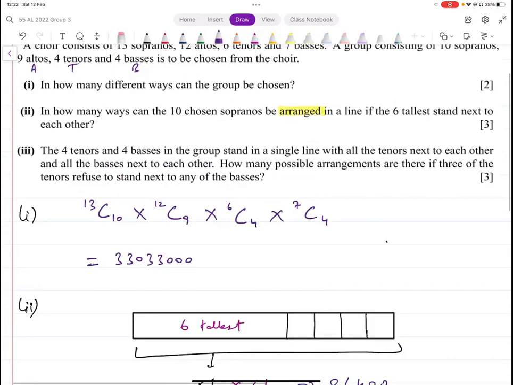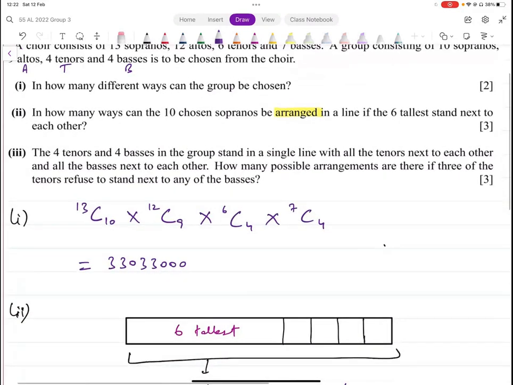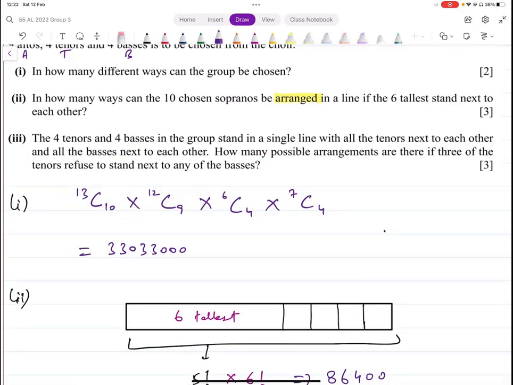Okay, let's look at the third part. Now we have the 4 T's and 4 B's in the group, and they stand in a single line with all T's next to each other and all B's next to each other. Okay. How many people do we have in total? 8 people. They stand in a single line. All T's have to be together and all B's have to be together. Okay. Then we have to find the number of possible arrangements if 3 of the T's refuse to stand next to any of the B's, right?